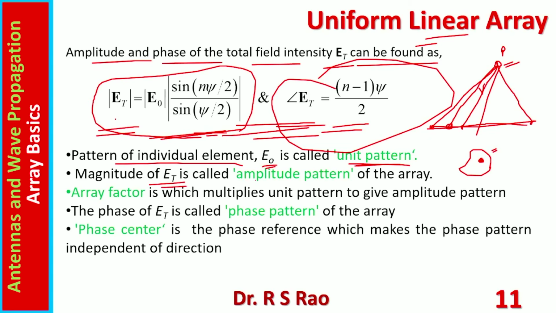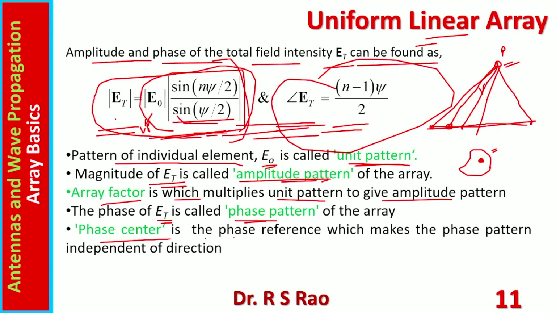Magnitude of ET is called amplitude pattern. The product E naught sine n psi by 2 by sine psi by 2, that is called amplitude pattern. Array factor is which multiplies unit pattern to give amplitude pattern. So this is unit pattern. Second one is array factor. This particular expression is array factor. The phase of ET is called phase pattern.